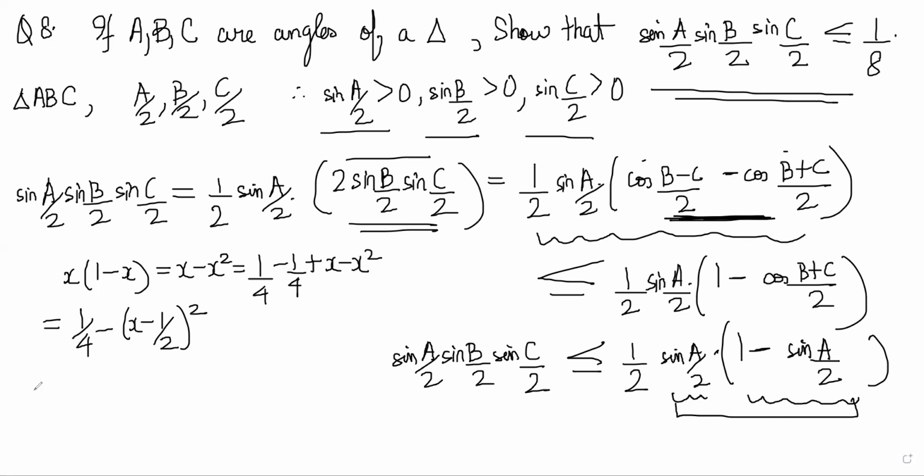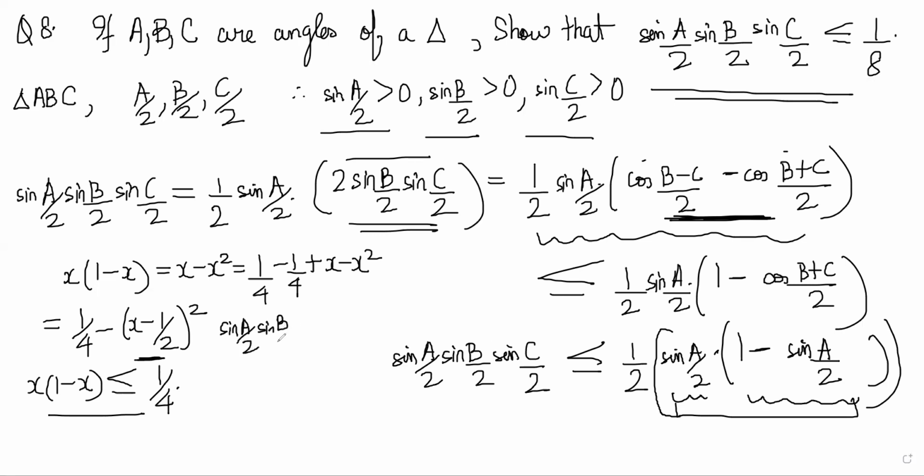So we can say that x into 1 minus x is always less than or equal to 1 by 4, right? Because it is 1 by 4 minus a perfect square. So that implies that this part is always less than or equal to 1 by 4. So you get sine A by 2, sine B by 2, sine C by 2 will be less than or equal to 1 by 2 into 1 by 4, which is equal to 1 by 8. So that is what we wanted to prove, right?